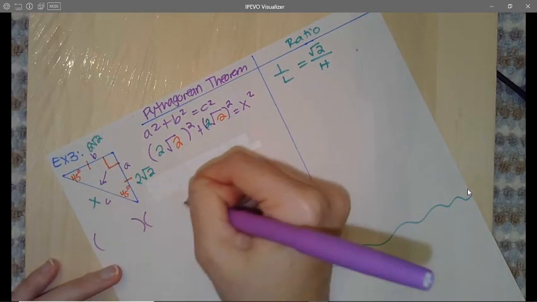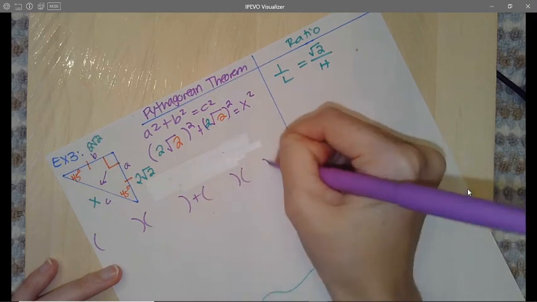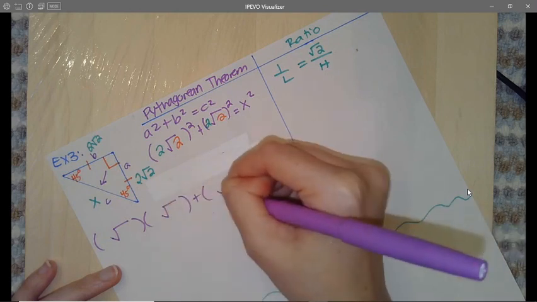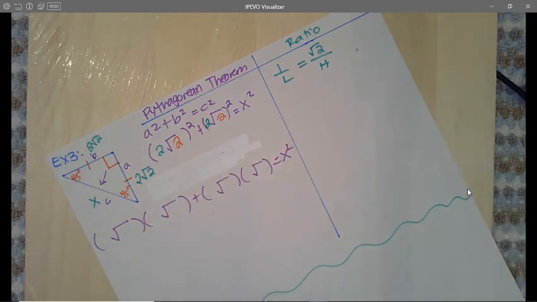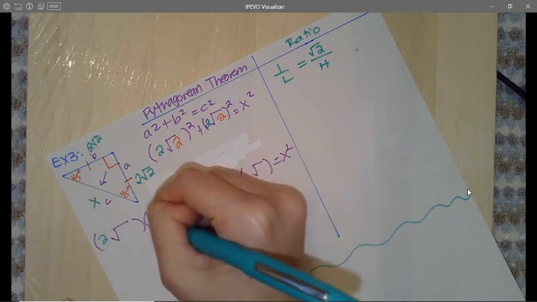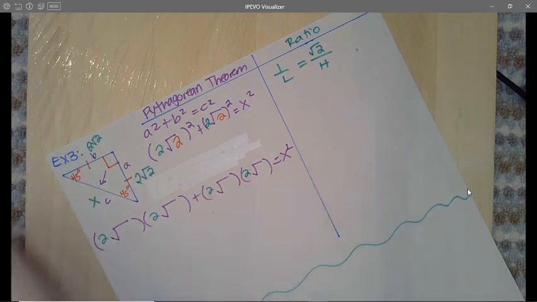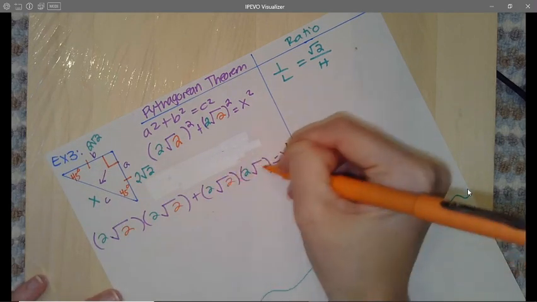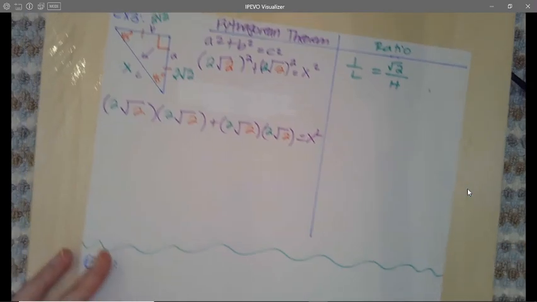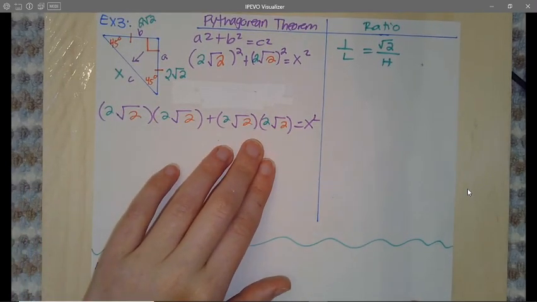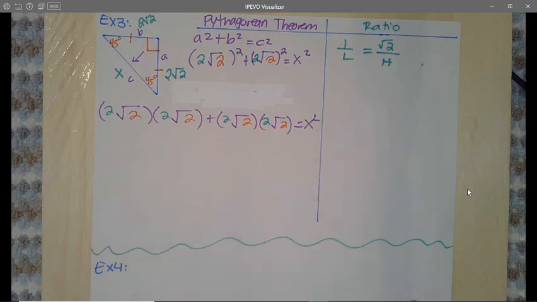Alright, so we're going to have two things multiplied together plus two things multiplied together, and that will equal x squared. And all of these will have square roots in them. Okay. Alright, so we have 2 root 2 times 2 root 2. It's kind of confusing. I'm trying to color code to make it make as much sense as possible. Okay. Here we go. So we have 2 root 2 times 2 root 2, and then we'll have the same thing again. So whatever we get over here will be the same thing as what we get over there.